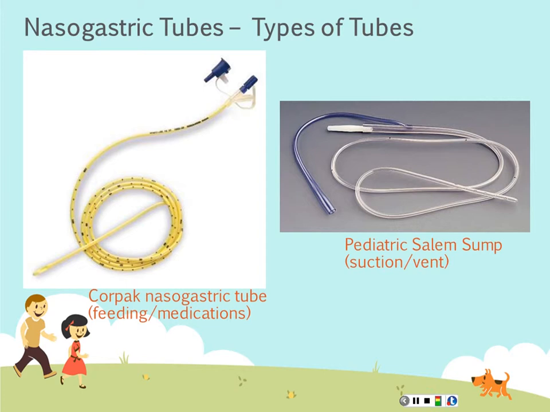And then a lot of times what you'll see in pediatrics is on the left, and there are different brands, but this one's actually called a Corpak, which is a nasogastric tube. At the bottom, right here at the end of this tip, it can be weighted or non-weighted. And those are traditionally used for feeding or medications. So you always want to know what type of tube your patient has and what it's being used for.